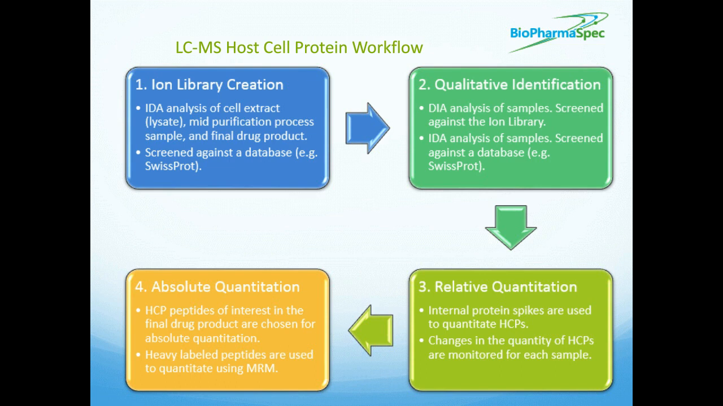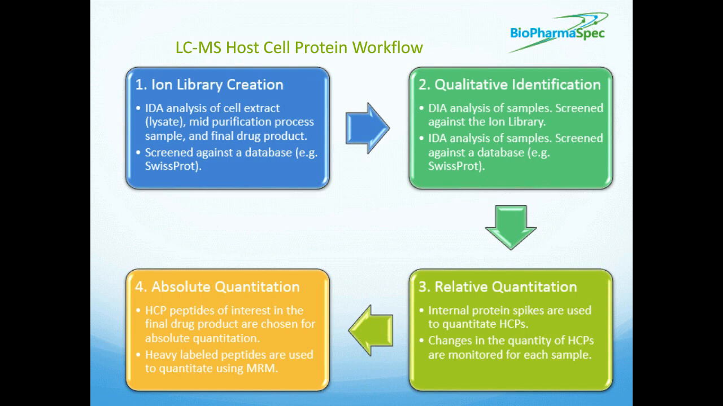So now we are going to discuss using LC-MS as our orthogonal method and how the workflow looks, which is quite a bit different from the traditional ELISA method. So we use a four-step process. The first step is the ion library creation.